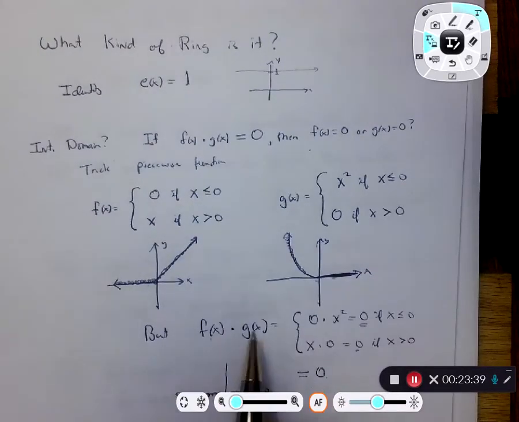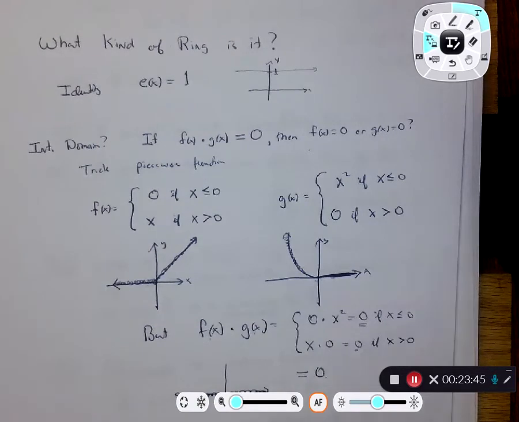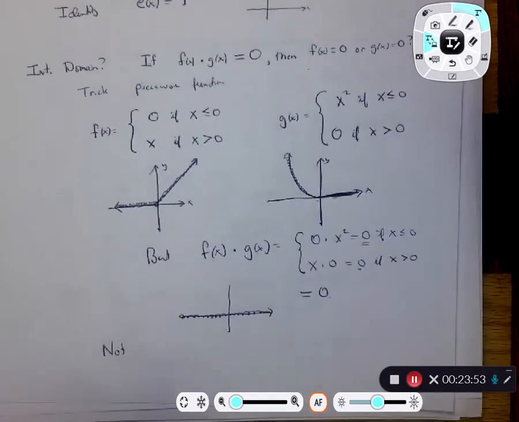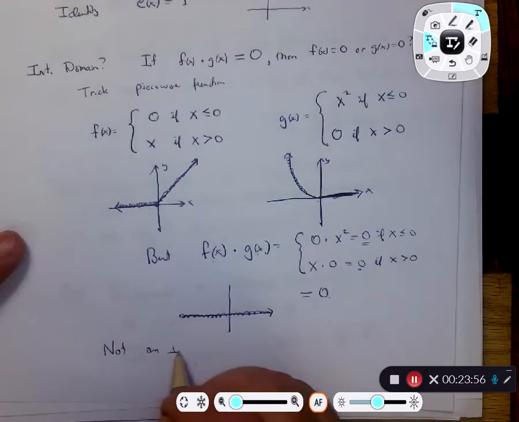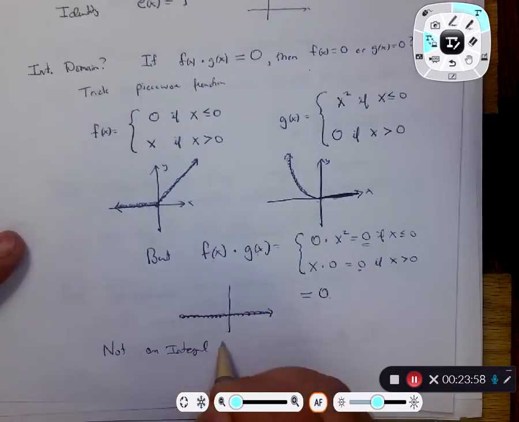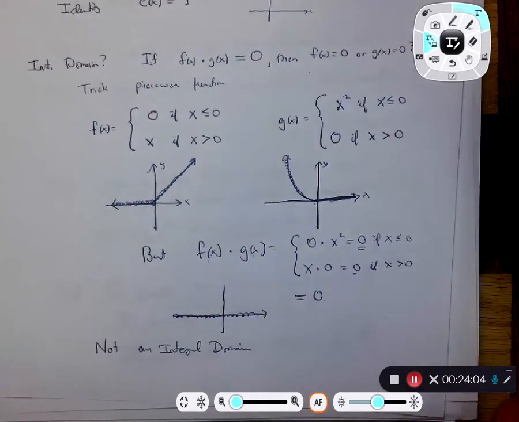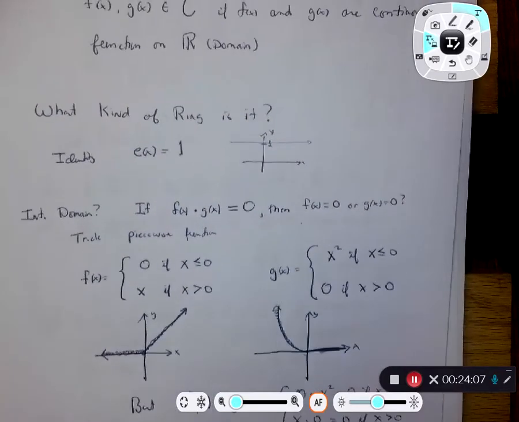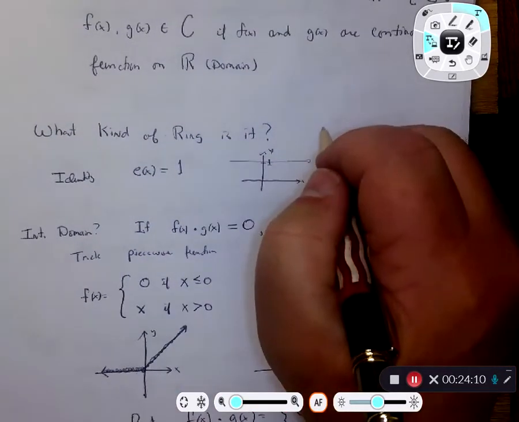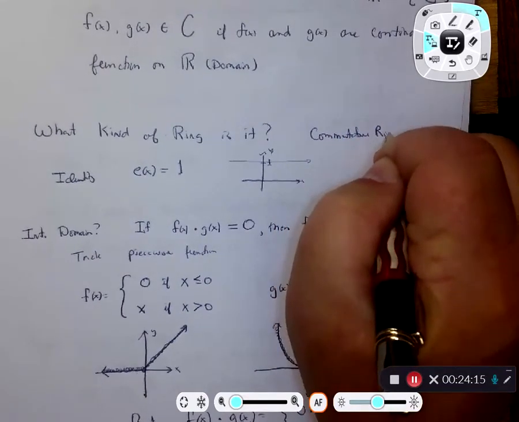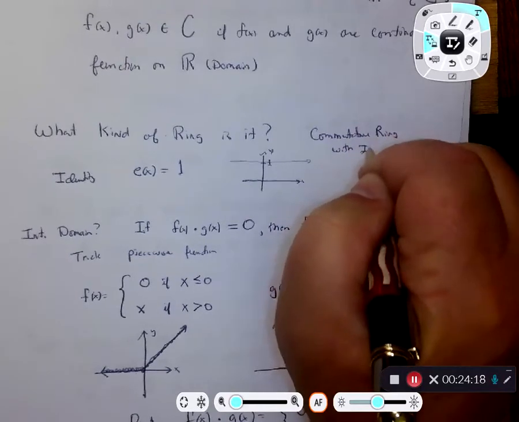So I got two non-zero continuous functions that multiplied together are equal to the 0 continuous function. So therefore it is not an integral domain. So the answer to the question that I posed for you, what kind of ring is it? The answer is, it is a commutative ring with identity.